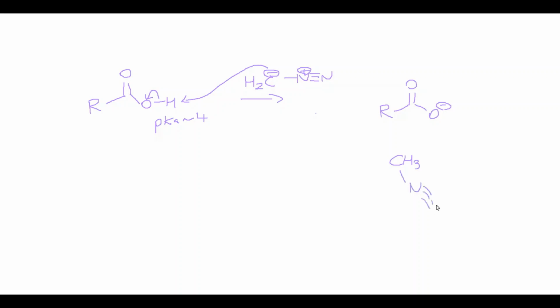And then we'll have a molecule of diazomethane now, where we have our carbon with 3 hydrogens bound. Now, as we know, this N2 is a really good leaving group. So what will actually happen is our carboxylate will act as a nucleophile attacking our carbon here, and our nitrogen will leave, and this will generate an ester.